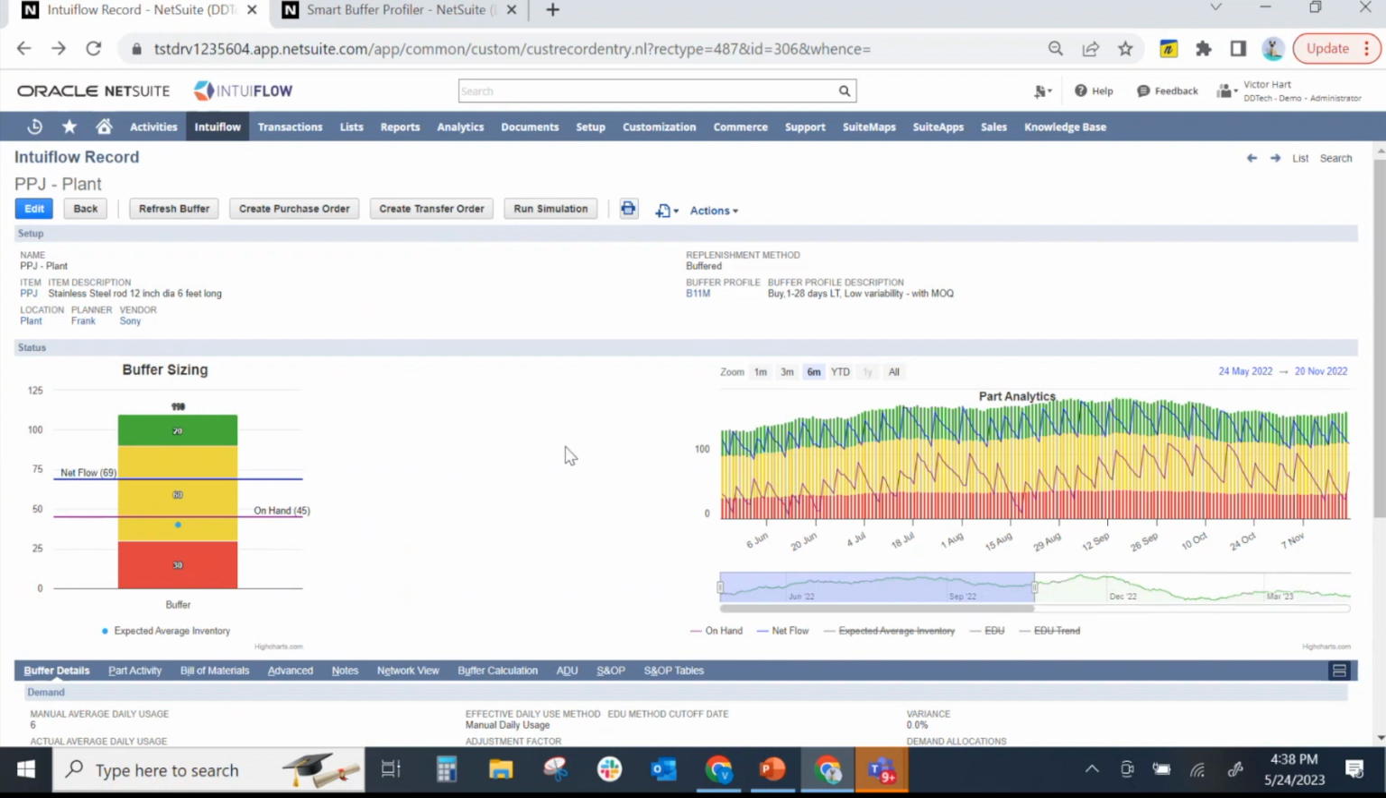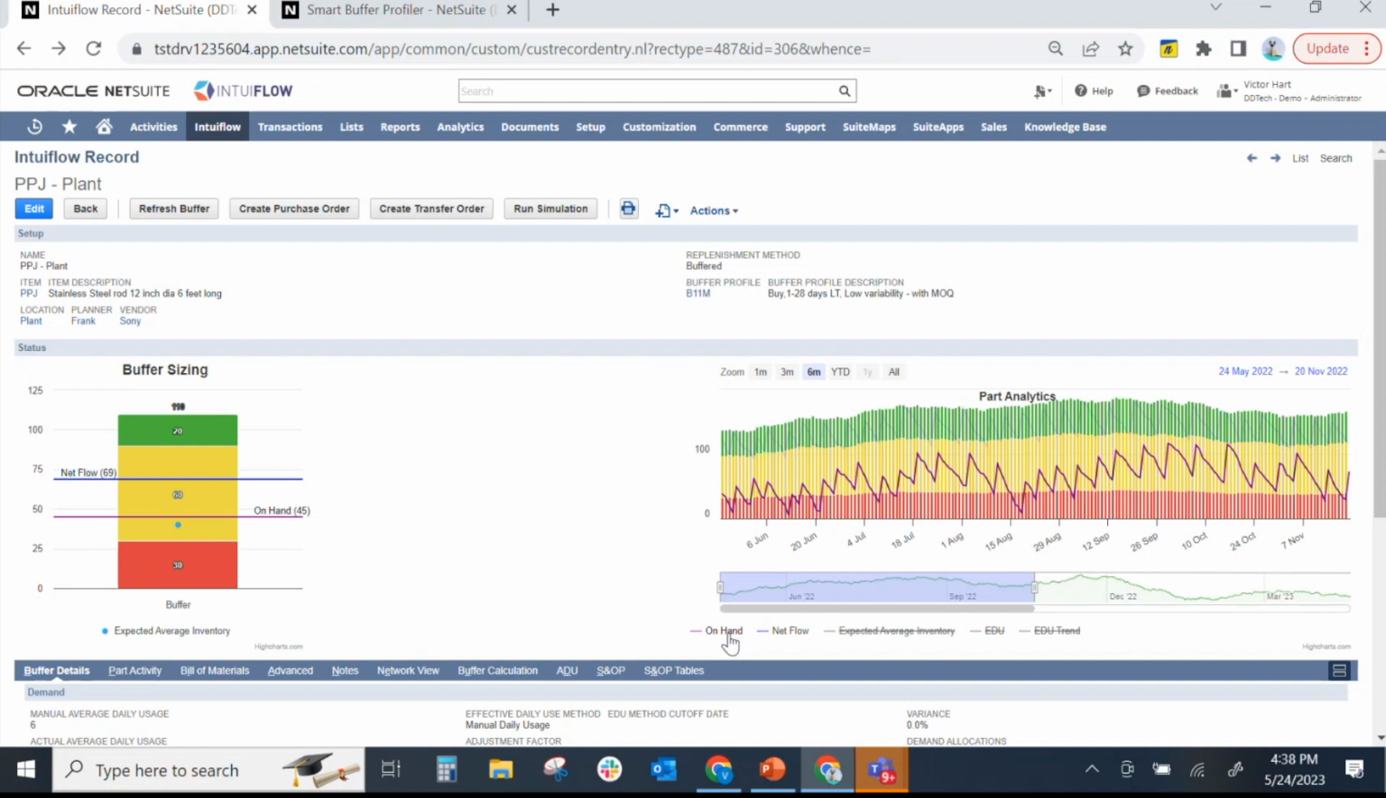So what we can see on this part analytics here is our net flow is always fluctuating around that green and occasionally coming into the yellow zone, which is fine, but mostly staying up there. And then the on hand is what's coming down and occasionally dipping into the red, which is an okay thing. That's fine. Like Danny was saying, we just don't want the net flow dipping into the red, because if the net flow gets down into the red, then the on hand is probably below the red.